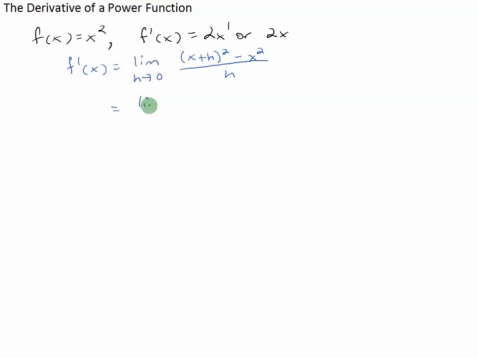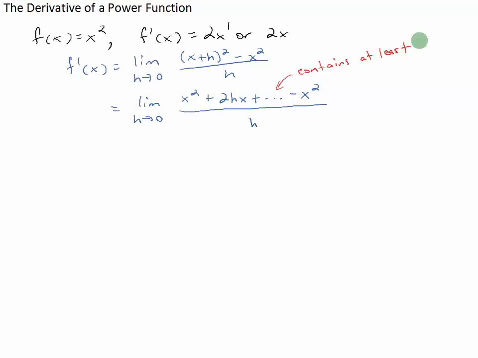Then, if we multiply this out, and I'm not going to actually multiply this out, I'm going to start establishing the pattern that we want to observe. The limit as h goes to 0, this is going to be x squared plus 2hx plus dot dot dot. Really, this is just h squared, but I'm putting dot dot dot to observe the pattern, minus the x squared over h. Now, you'll see why in a moment that this stuff here is not important, and I'll mention right now that everything that I've left here, every term contains at least h squared.